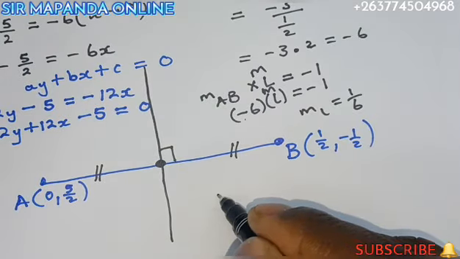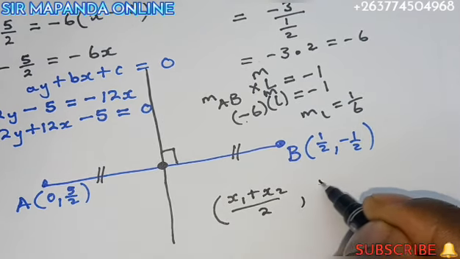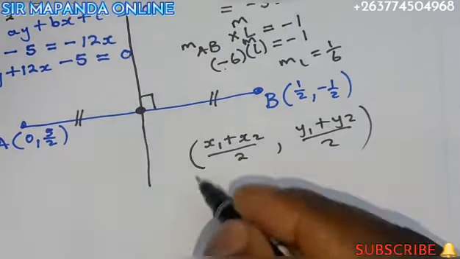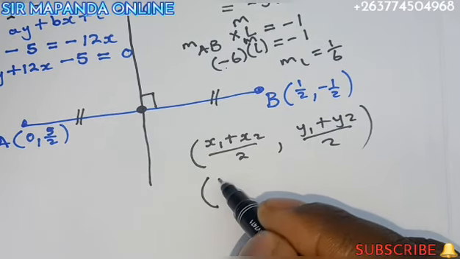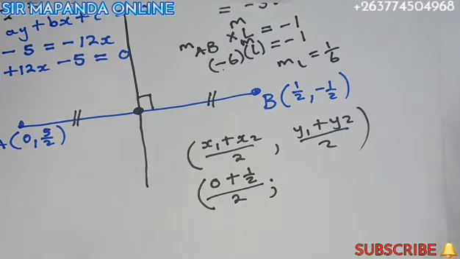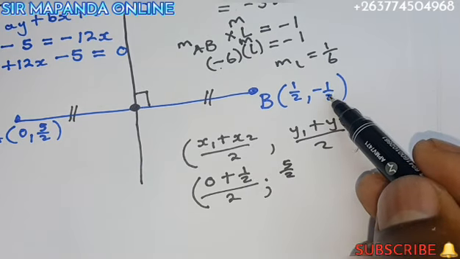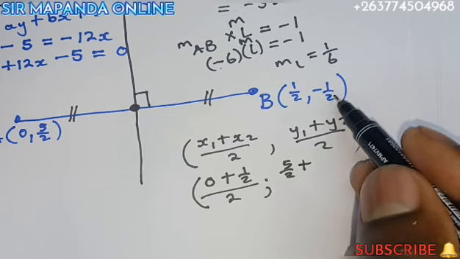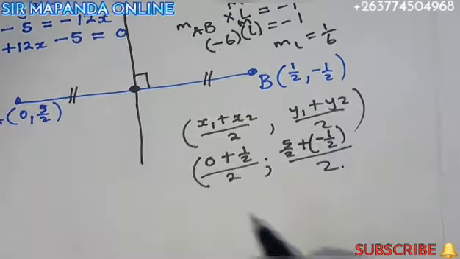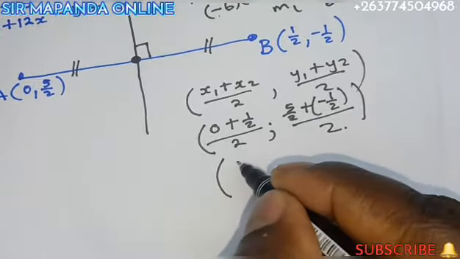So the midpoint of AB is found by the formula (x1 plus x2) divided by 2, (y1 plus y2) divided by 2. The x value of A is 0. The x value of B is half. Divide this by 2. The y value of A is 5 over 2, and the y value of B is minus half. Then you divide this by 2. So if I divide 0 plus half, it's half. Half divided by 2, you get 1/4.